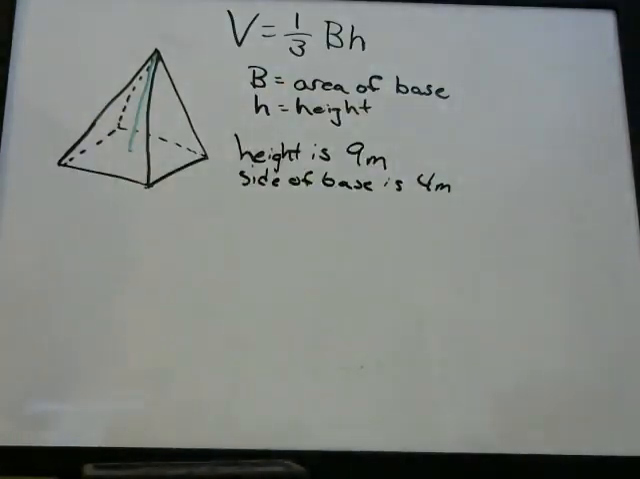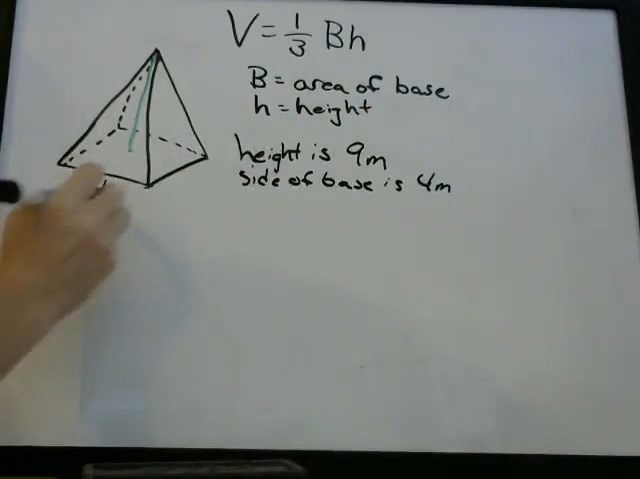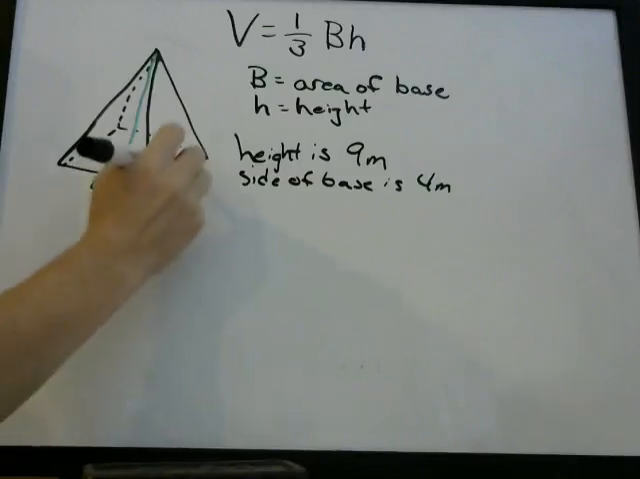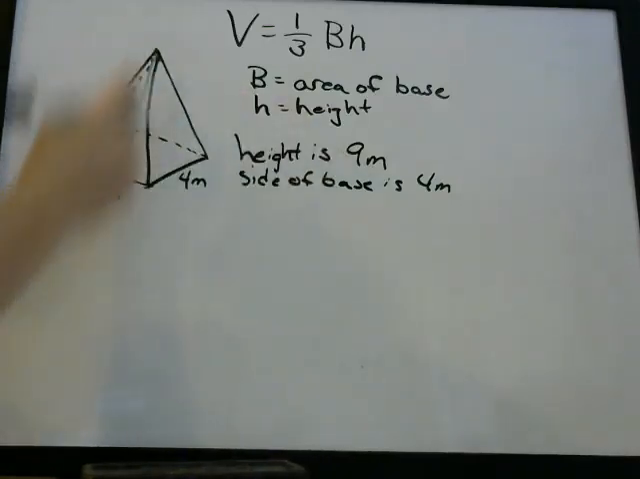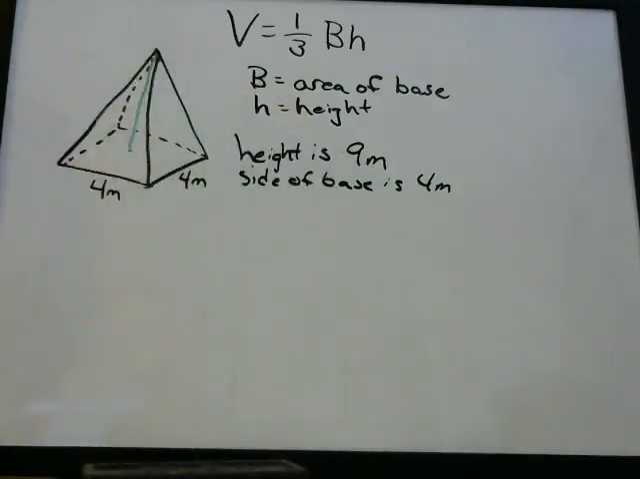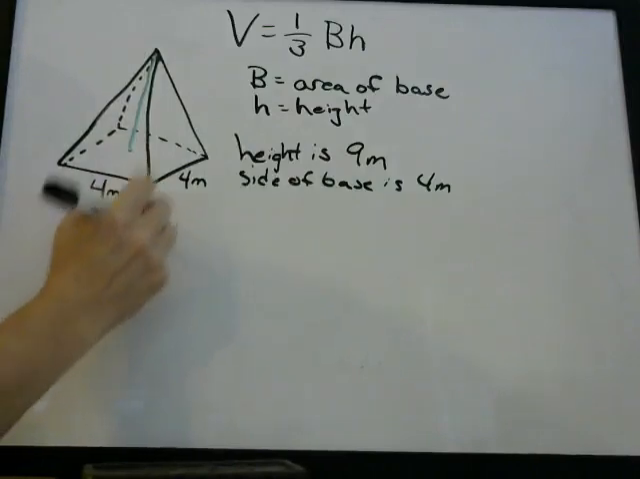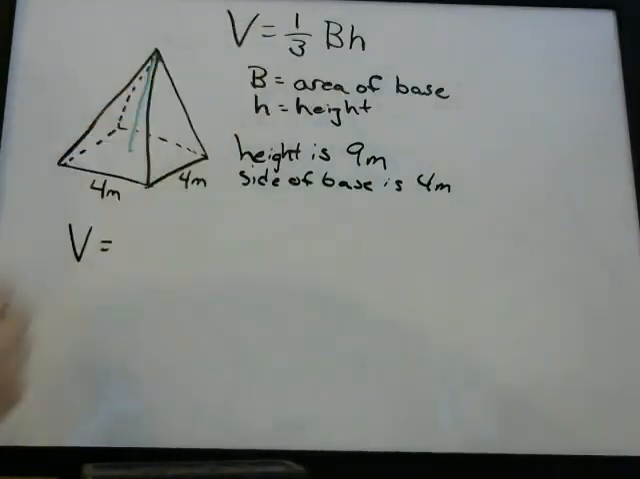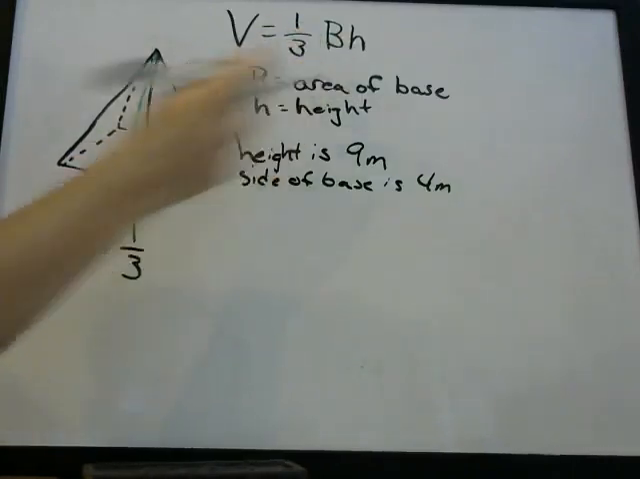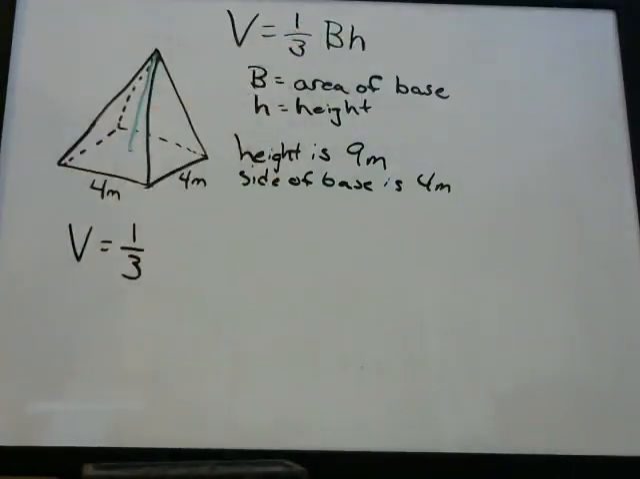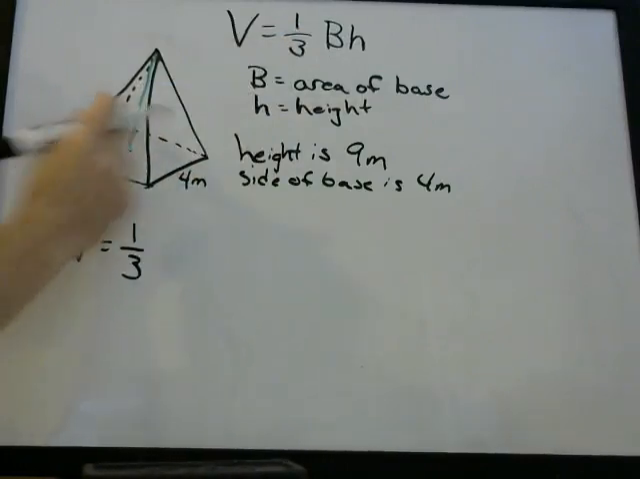So since this is a square, they've told us it's a square pyramid. If one side of the base is 4 meters, all of the other sides are 4 meters, all 4 sides, since it's a square. The height is 9. So how do we find the volume? Volume, we just use this formula, plug the numbers in. It's 1/3 times B. B is the area of the base. How do you find the area of the base? The base, remember, is what it's sitting on. This is a square. So what's the area of that square?